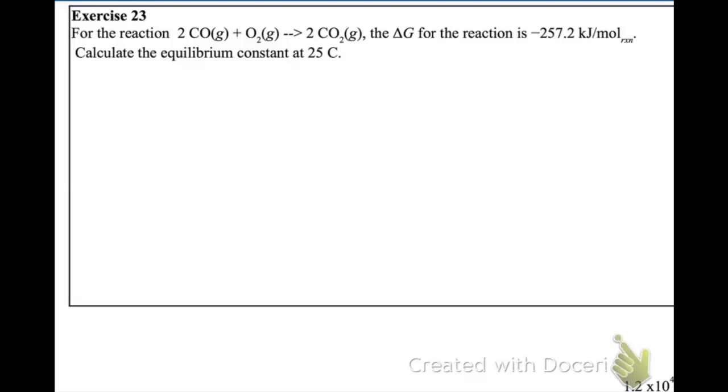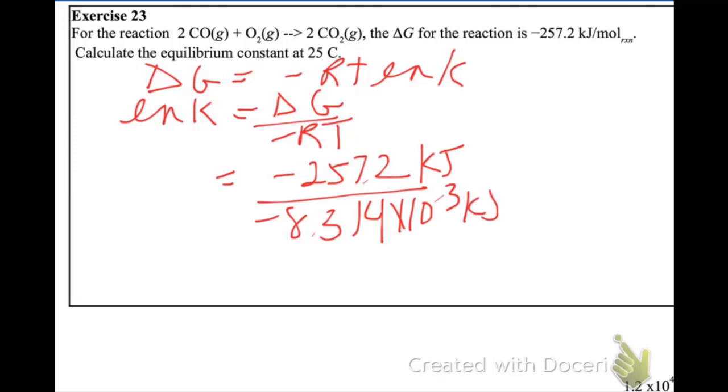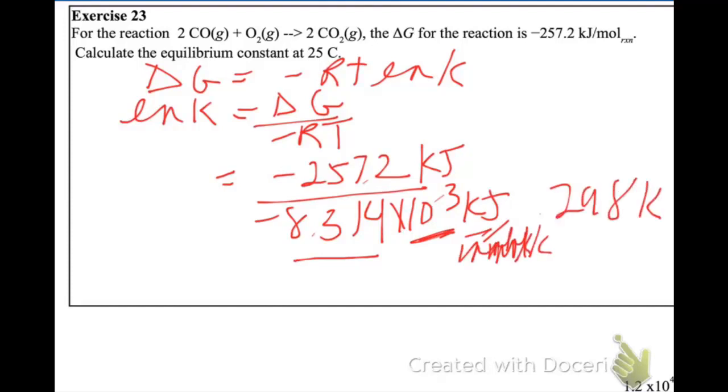Alright, here's, I think, the last one. For the reaction of carbon monoxide plus oxygen to yield carbon dioxide, I have my delta G, and we want to calculate K, the equilibrium constant. I'm going to use the delta G equals negative RT ln K equation again, and solve for log of K. Remember, my delta G is in kilojoules. My R is in joules, so I've got to change it. Okay, this is per mole K. And when I do that, I get 298 K.